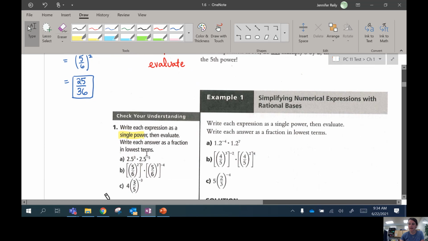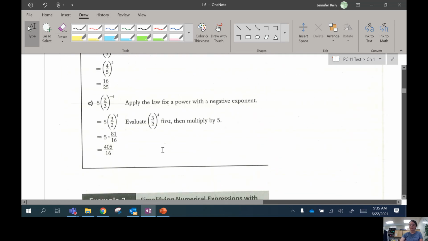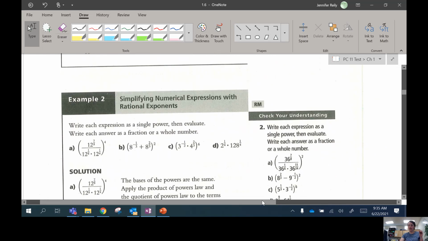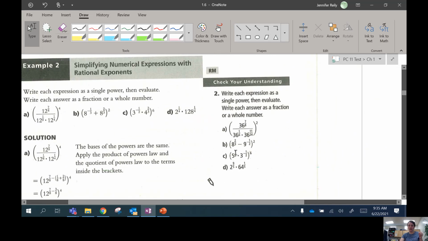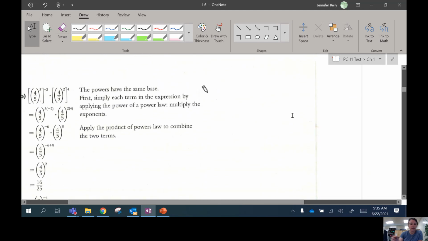Okay, so if you would like, you can try question C and check your answer down there. All right, let's go to example 2. It's going to be the same idea here, but it's just going to be a little bit more work. Okay, so have a look at these examples. We have some rational exponents here, but it's the same idea. We're going to simplify it as much as possible and then evaluate. So I'm going to use this space up here. I'm going to be doing 2A and 2C, and then if you want to try B and D on your own, you may do so.